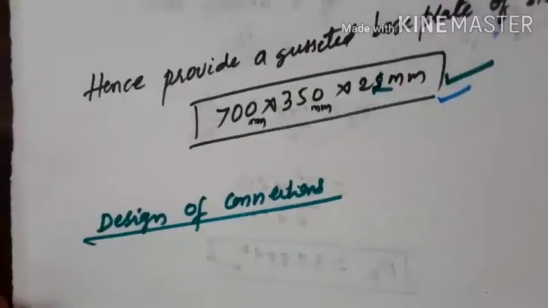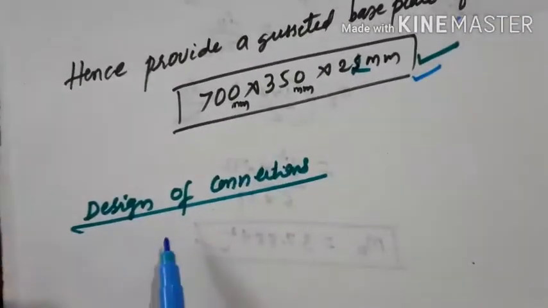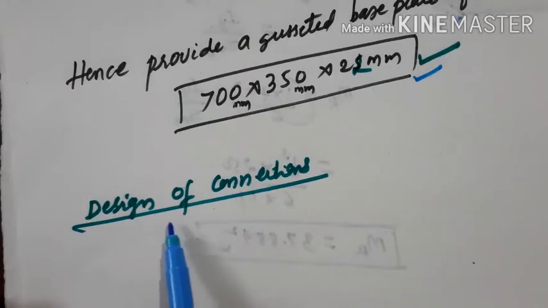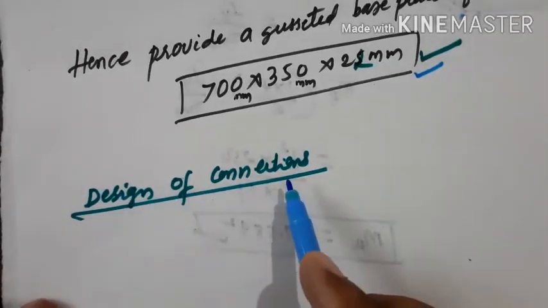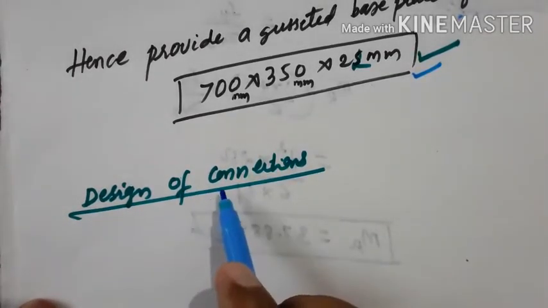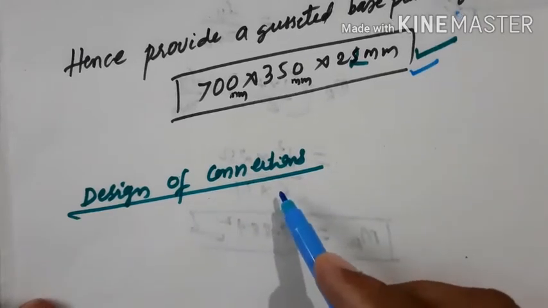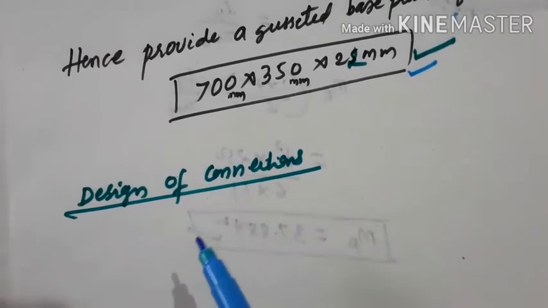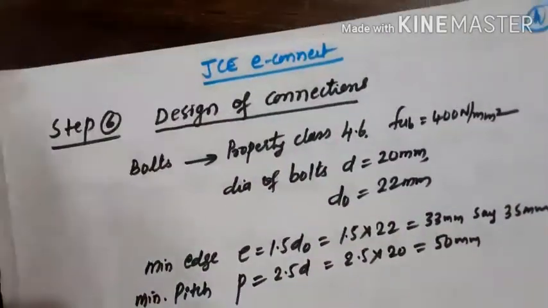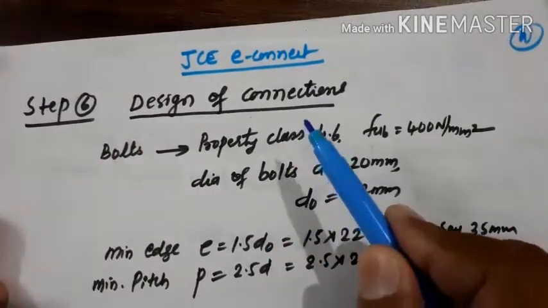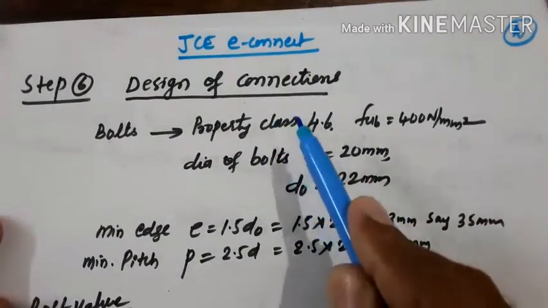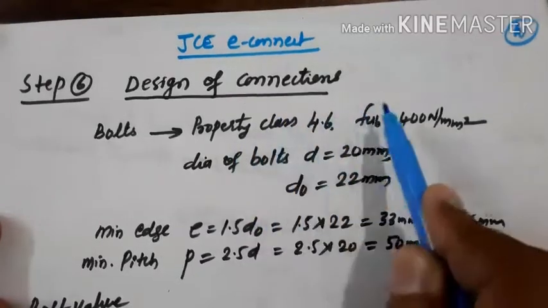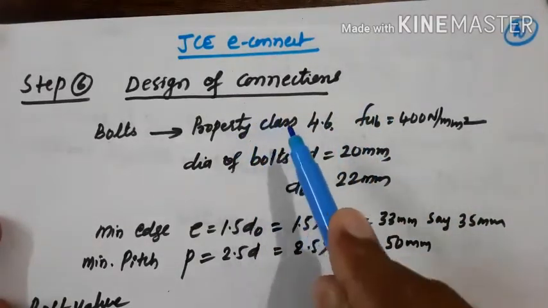Now the next step, as I said earlier, is the design of connections. So in this particular lecture, I'll be calculating the design of connections, that is, the number of bolts required for the connections. As you know, the first thing we need to calculate is the bolt value, because the load is acting on the column, and for that load we need to find how many bolts are required for the connections.